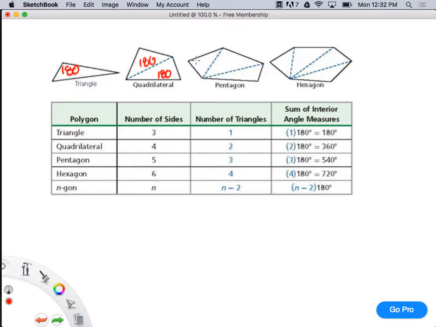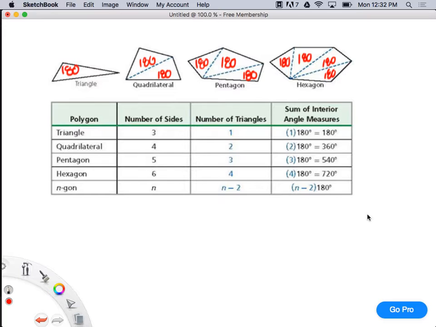You see that? A pentagon has how many triangles, class? 3. So it's 3 times 180, which is 540. So the sum of the interior angles in a pentagon is 540. You seeing this? What about a hexagon? How many triangles are there? 4. So every time I add a side, I add another triangle. You guys see that? 4 times 180 is 720.